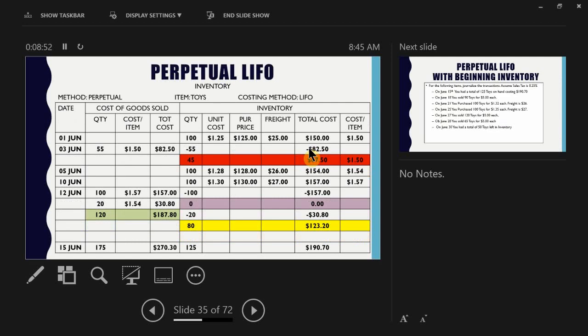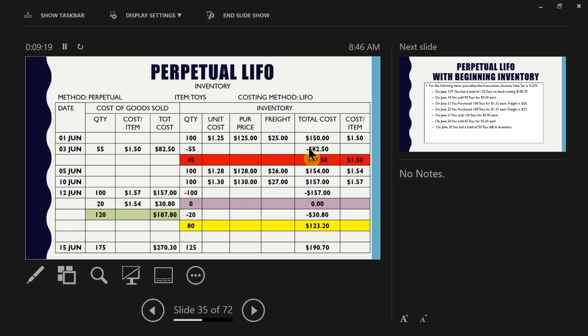Okay, and of course, our last piece of information was that we should have 125 items left on hand, which we do, 45 plus 80. I'm sorry, did I say 60? It's 80. So here we know that it's 125. I have 125 left, and it's going to cost me a grand total of $190.75.